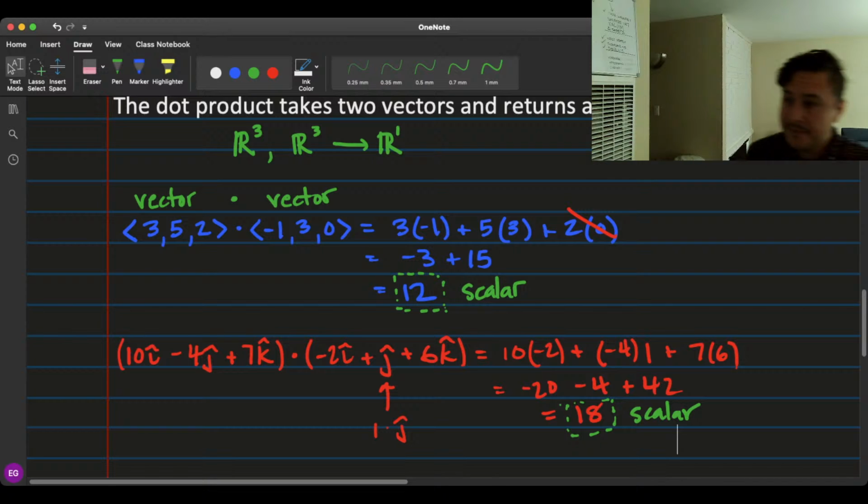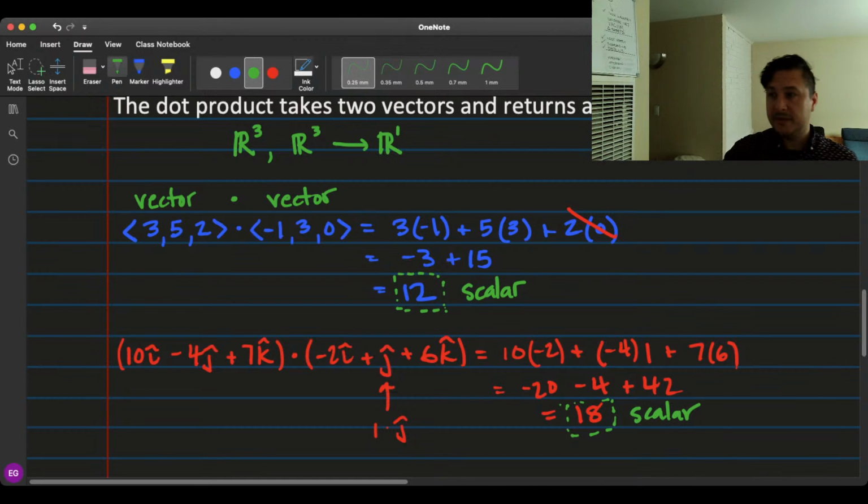Okay, so is it making sense how to compute the scalar so far? Anything you want to ask about this stuff?